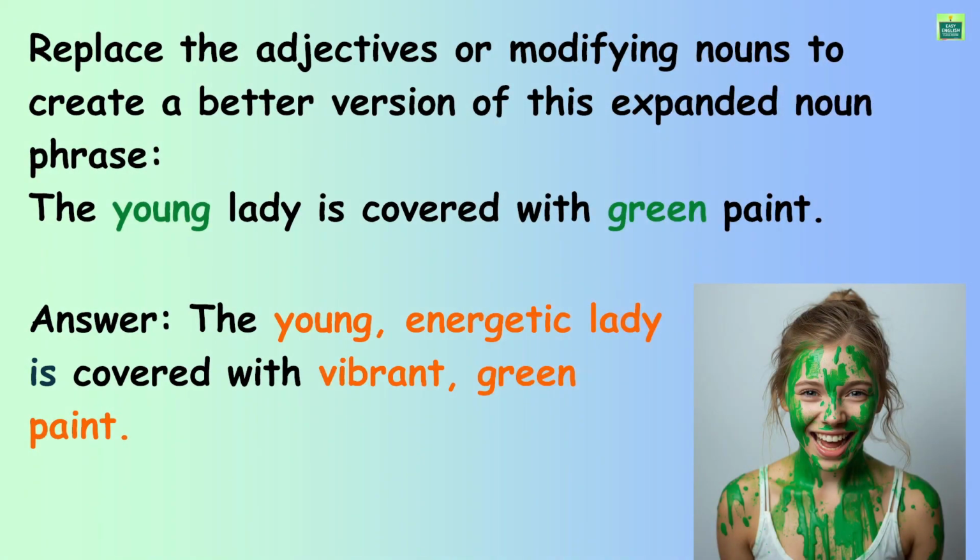Replace the adjectives or modifying nouns to create a better version of the expanded noun phrase. For example, the young lady is covered with green paint. Let's have a look at a better version. The young, energetic lady is covered with vibrant green paint.